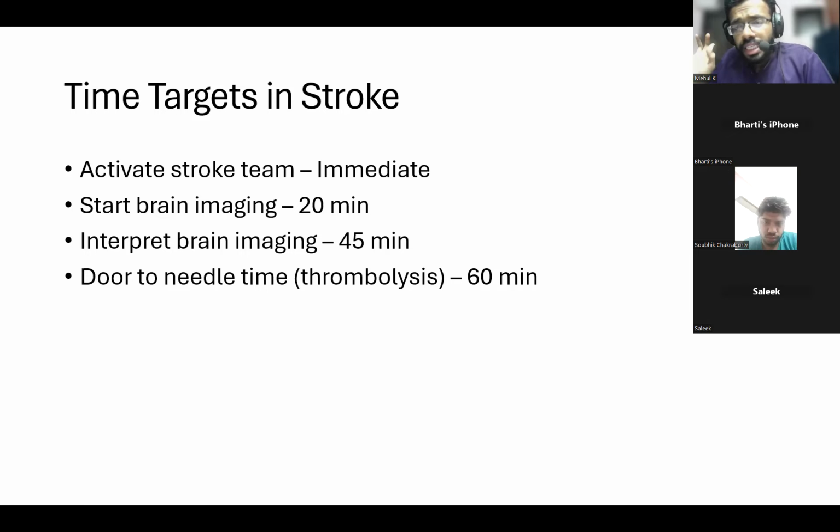Patient should be sent to the CT scan room within 20 minutes. CT report should be available within 45 minutes. And if the patient is eligible for thrombolysis, it should be started within 60 minutes. So immediate, 20 minutes, 45 minutes, 60 minutes. Remember this. Practically, this is important. This is to judge yourself and your hospital on whether we are giving good quality stroke care or not. And if you're not, perhaps you have to make some changes at an administrative level.